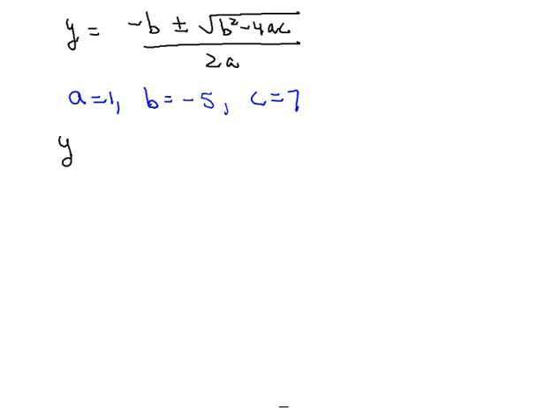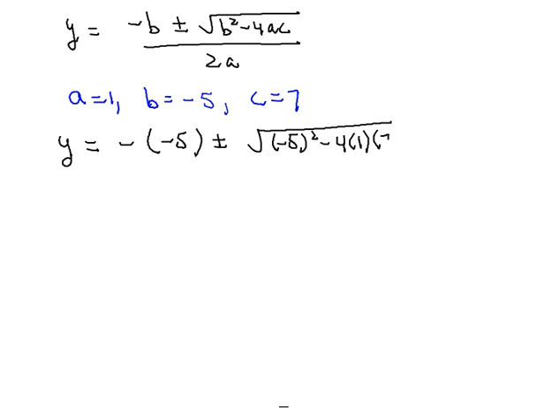y is equal to the opposite of b, which would be the opposite then of negative 5, plus or minus the square root of b, so that would be negative 5 squared, minus 4 times our a value of 1 times our c value of 7, all over 2 times the a value, which would then be 2 times 1.